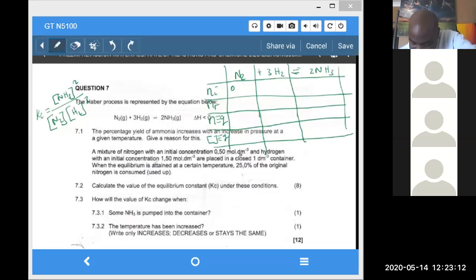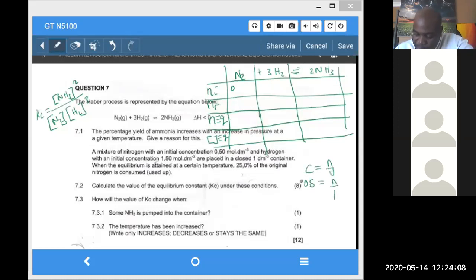So they gave us the initial concentration. We need to convert the initial concentration to actual number of moles. Remember, concentration is number of moles over volume. So for nitrogen, they are saying there's 0.5 moles per dm cubed equals number of moles over the volume, which is 1. When you multiply 0.5 times 1, you get 0.5 moles of nitrogen. Remember, the container is 1 liter or 1 dm cubed. So we've got 0.5 moles of nitrogen initially.